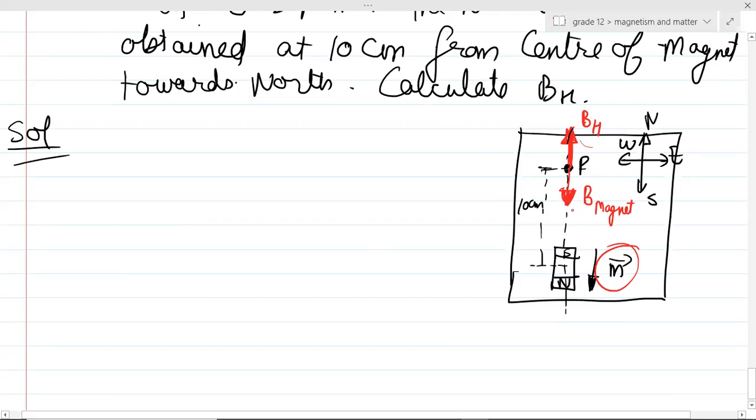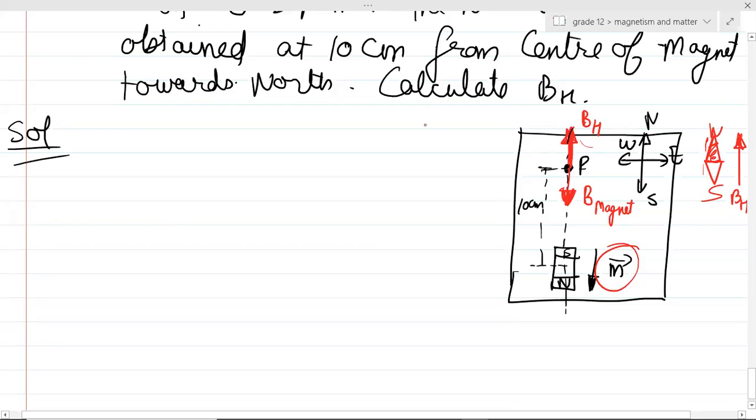Sir, I didn't get how BH is towards the north. Because we always know, no? Tell me one thing: if I have a magnetic needle, in what direction will it align itself? It always aligns itself in the north-south direction, right? So that implies the direction of the horizontal magnetic field is also in the same direction. Okay, so BH is upwards and B magnet is towards down.